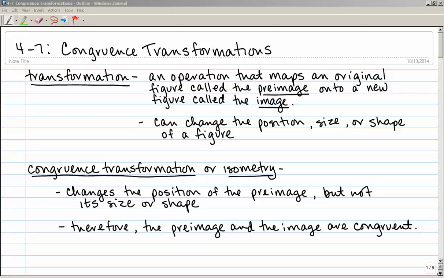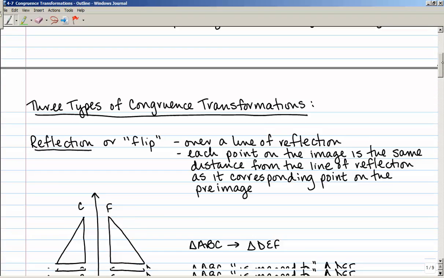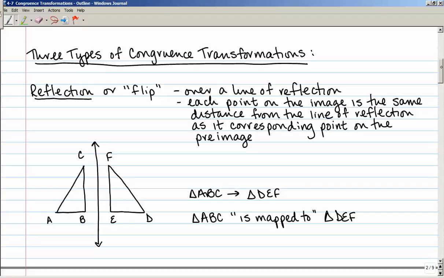But in this section, we're only going to be focusing on congruence transformations, sometimes called isometries. It changes the position of the pre-image, but not its size or its shape. In other words, the pre-image and the image are going to be congruent to each other. We're just going to be changing its position. There are three types of congruence transformations.